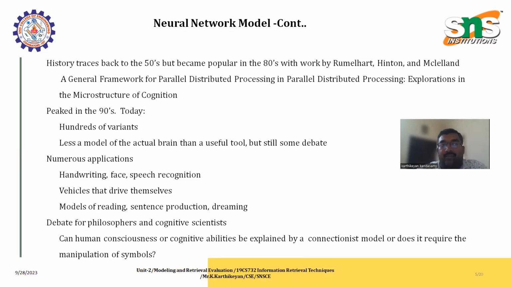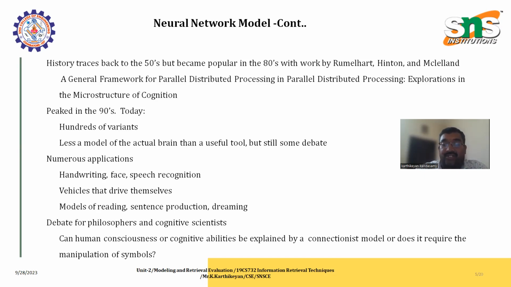Neural networks have a history that traces back to the 1950s, but they became popular in the 1980s through the work of Rumelhart, Hinton, and McClelland. These authors carried out further study on neural networks. It is the general framework for parallel distributed processing, based on exploration of the microstructure of cognition. At its peak in the 1990s, the variants were based on less of a model of the actual brain and more of a useful tool, but there is still some debate in these sectors.